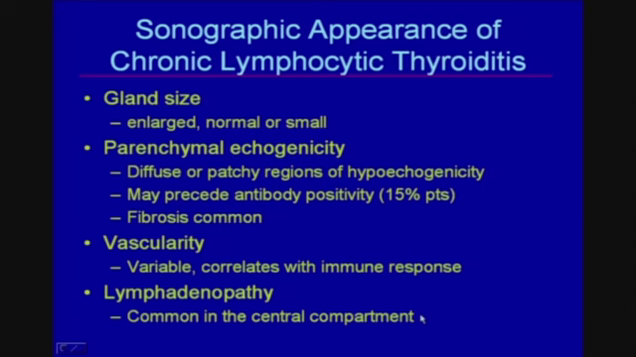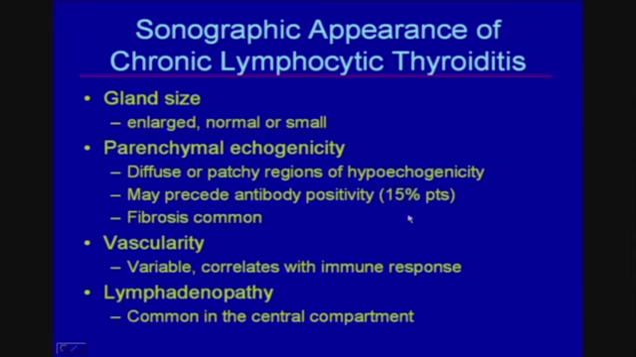So as I mentioned before, there's a lot of variability in how this can look in ultrasound. The gland could be enlarged, it could be normal, it can even be small in size. The parenchymal echogenicity tends to be hypoechoic, but that could be patchy regions or it could be diffuse. And in fact, the ultrasound can have these changes before the patient becomes antibody positive.